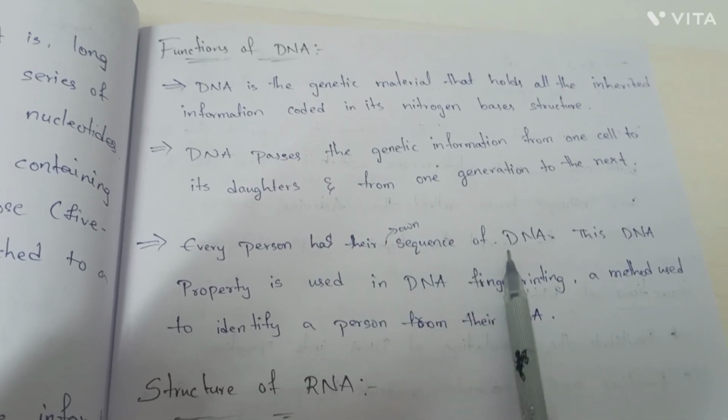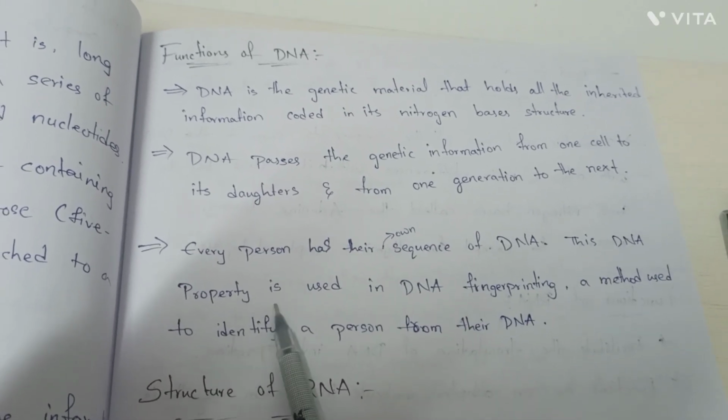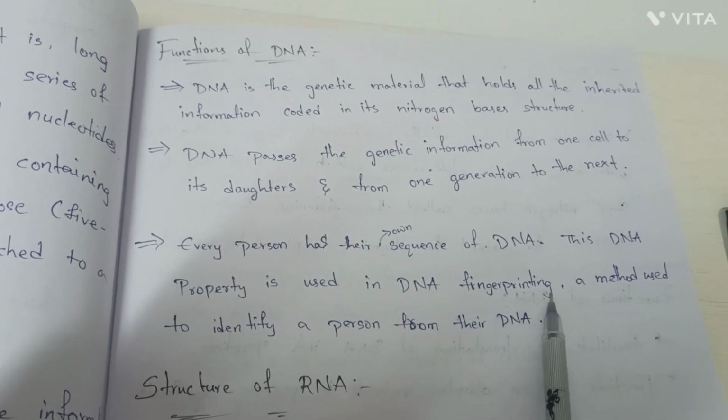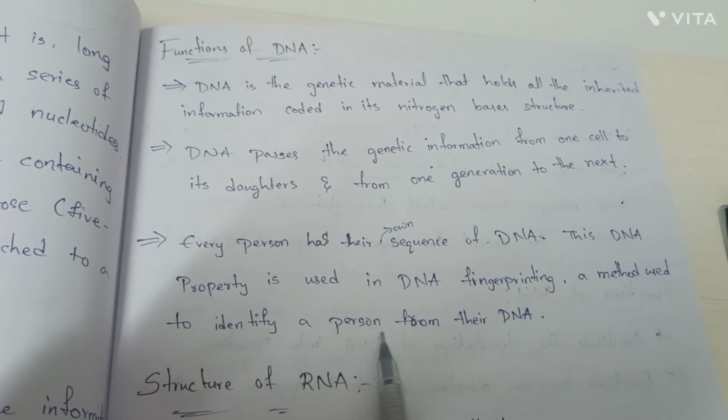Every person has their own sequence of DNA. This DNA property is used in DNA fingerprinting, a method used to identify a person from their DNA.